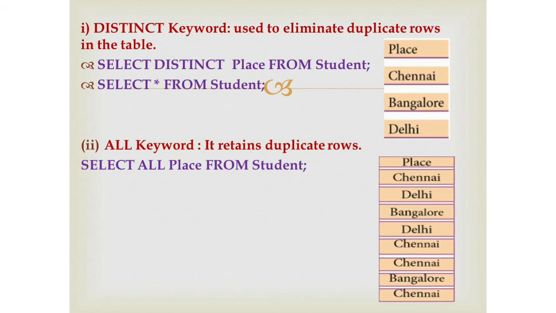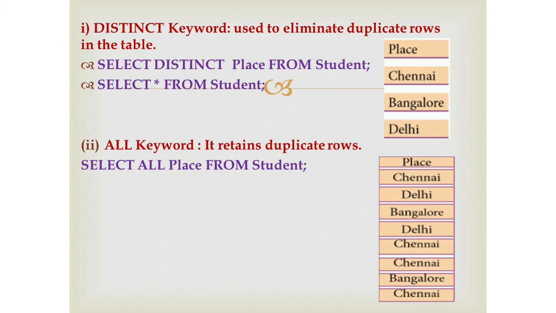So in the above student table, you have Chennai, Bangalore, Delhi. Three places are there, but Chennai is repeated four times, Bangalore repeated twice, and Delhi repeated twice. This distinct keyword will eliminate the redundant data, the data repeated more than once. So your output will be: place, Chennai, Bangalore, Delhi. In this output you can see there are no duplicate rows in the place field.